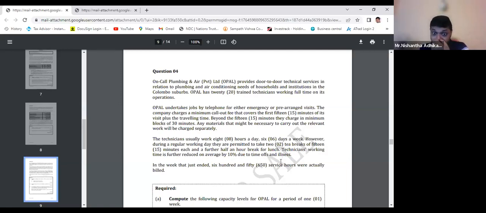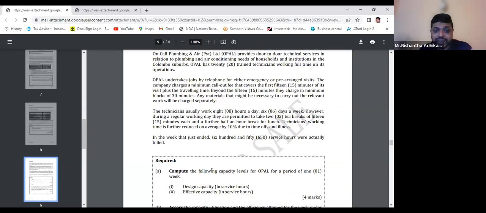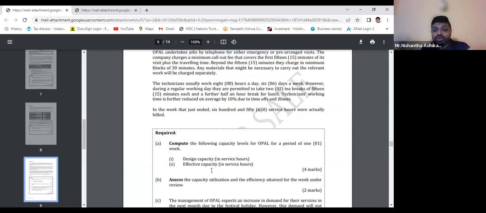In the week that just ended, 650 service hours were actually billed. Compute the following capacity levels for OPAL for the period of 1 week. Design capacity in service hours.